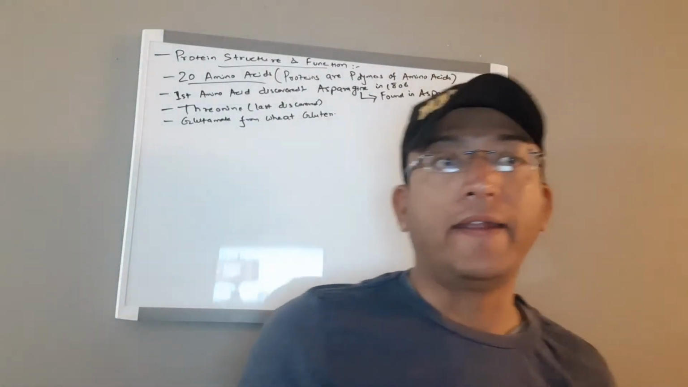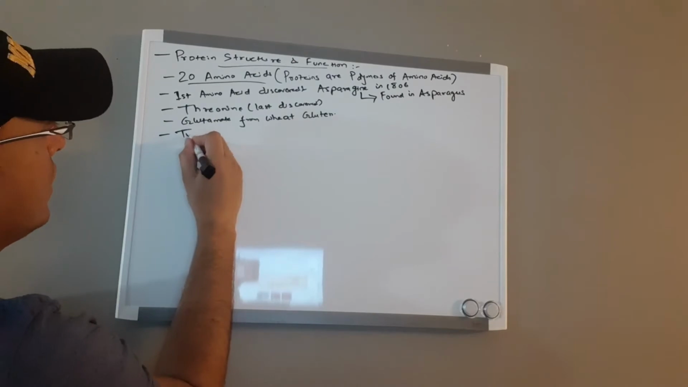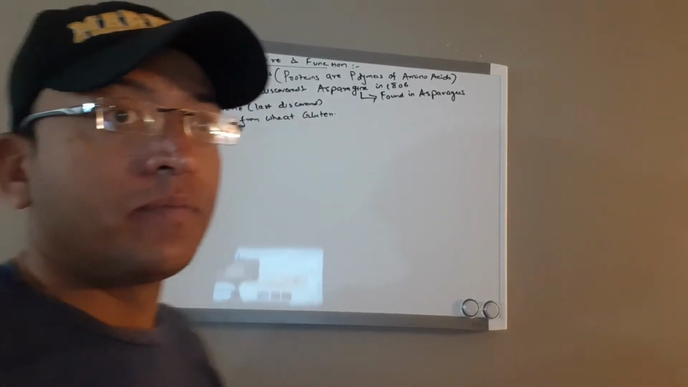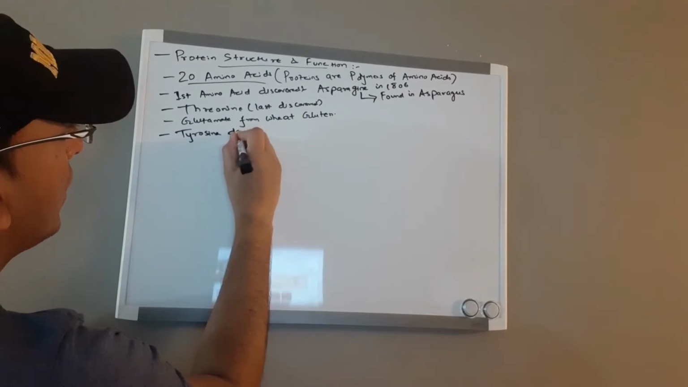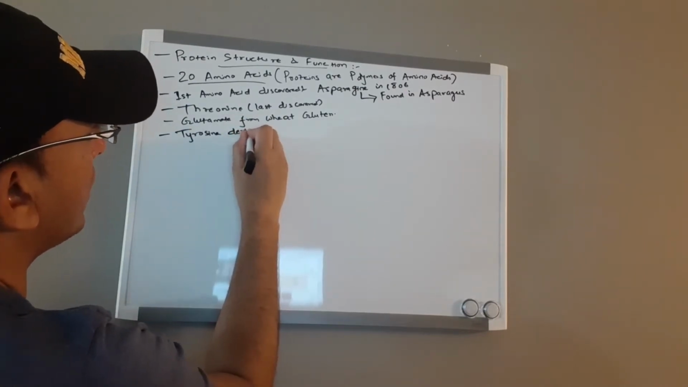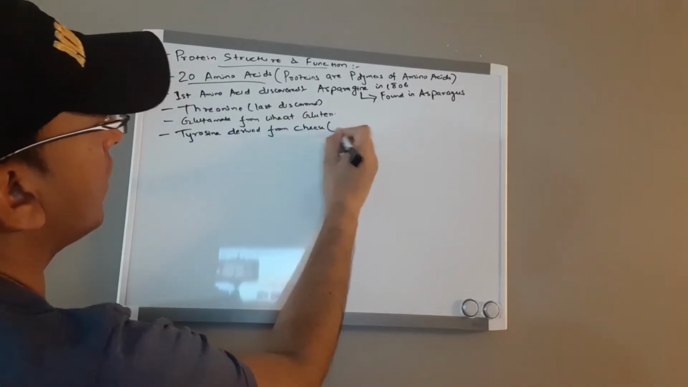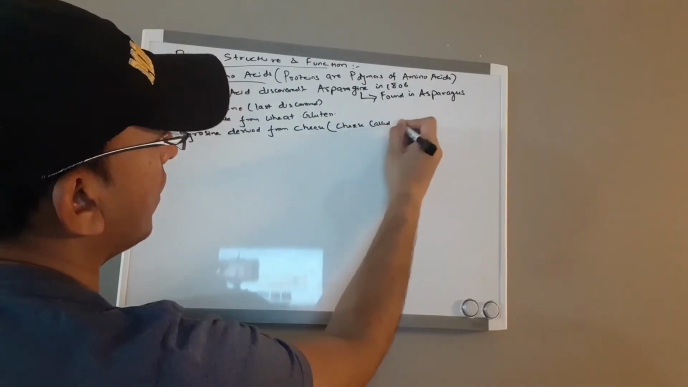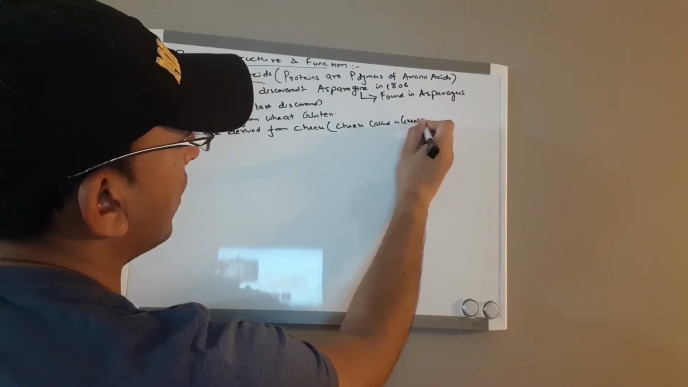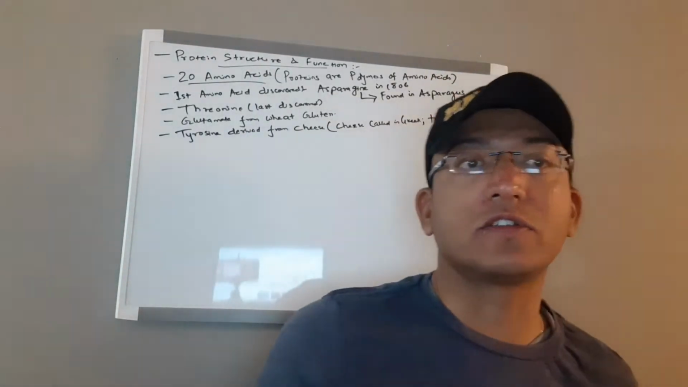And tyrosine was first isolated from cheese. The common name is derived from the Greek word for cheese, which is tyros. Alright, so these are some of the common names.